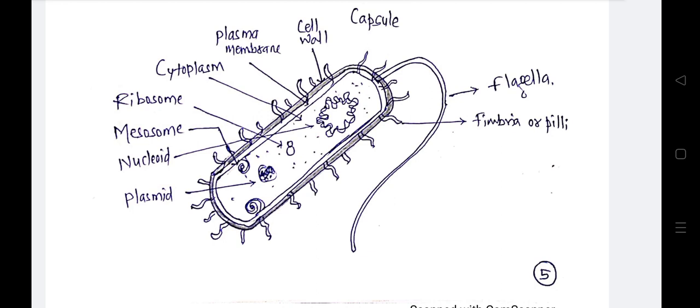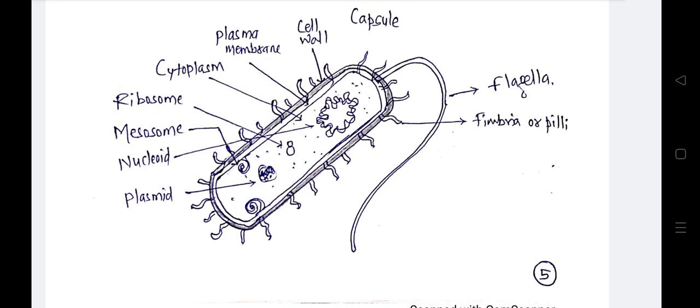Function: it is involved in DNA segregation. It is involved in the formation of the septum. It is involved in the export of extracellular enzymes. It provides the binding site for the chromosomes and plasmids at the time of replication. It is involved in DNA replication.